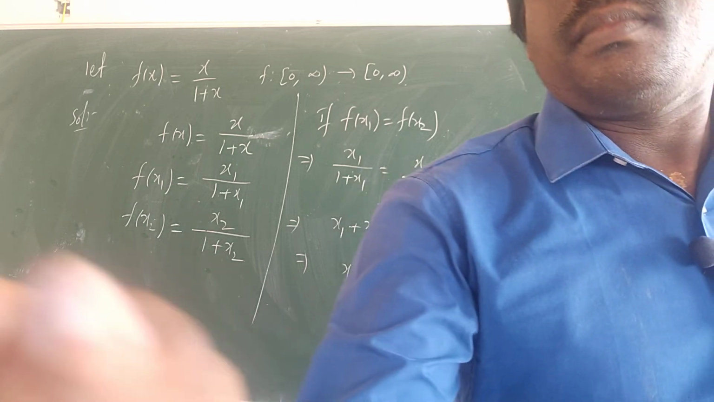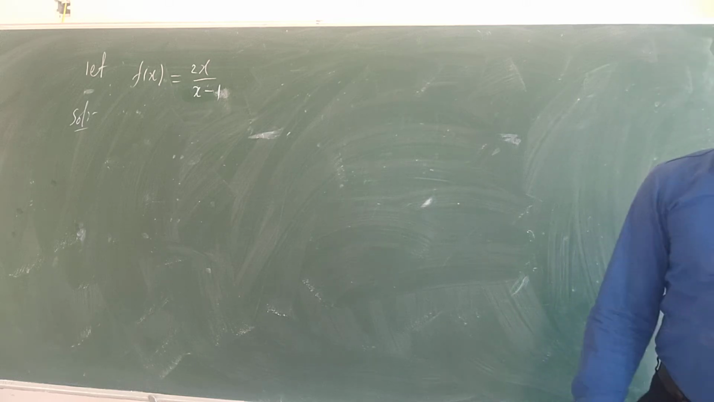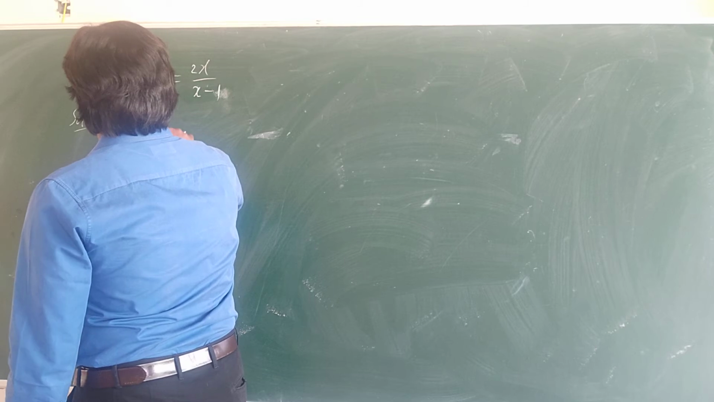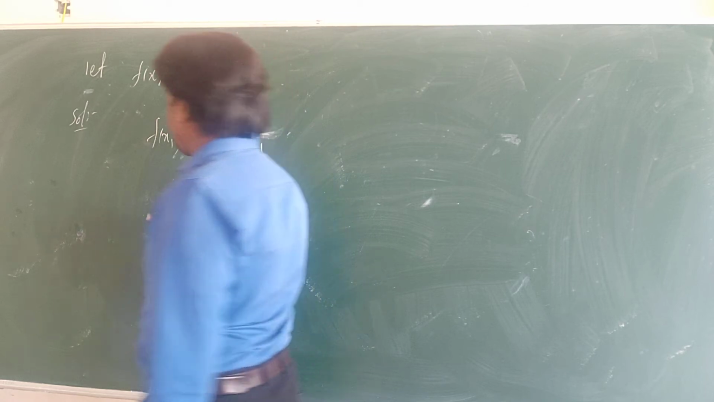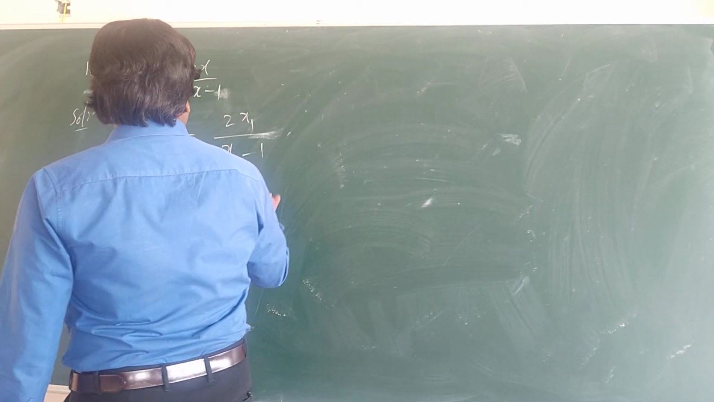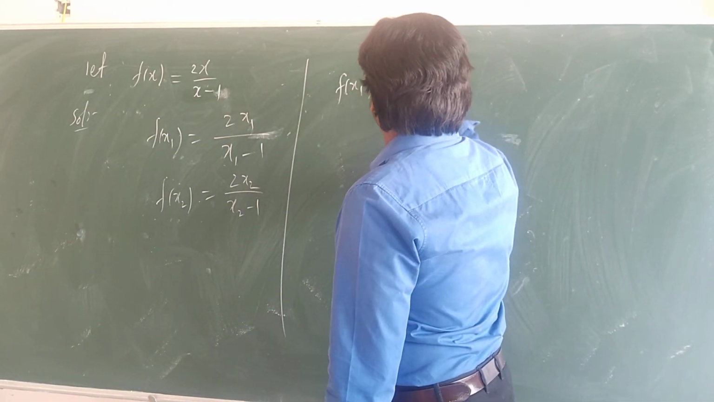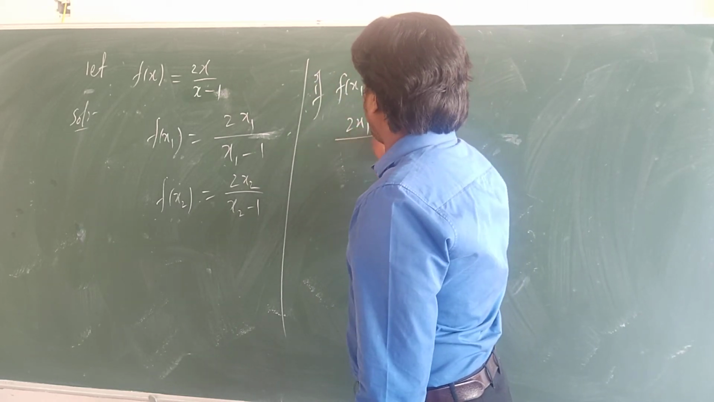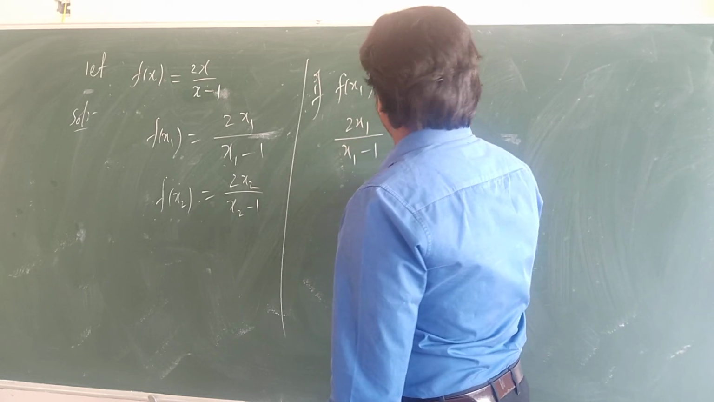We have a question: f of x is equal to 2x by x minus 1. Check whether it is a one-one or injective function. Injective you have to check. So what do you do here? f of x1 I will write as 2x1 by x1 minus 1, and f of x2 is 2x2 by x2 minus 1. Now see here, if f of x1 is equal to f of x2, then 2x1 upon x1 minus 1 is equal to 2x2 upon x2 minus 1.